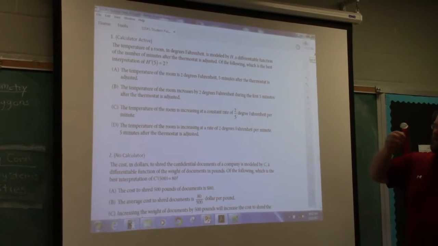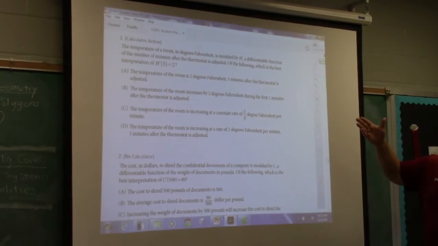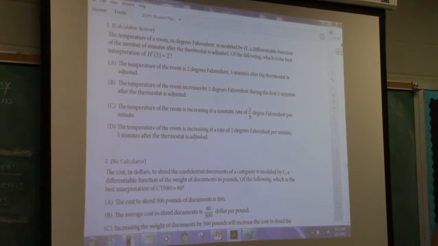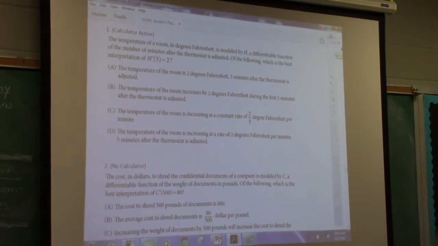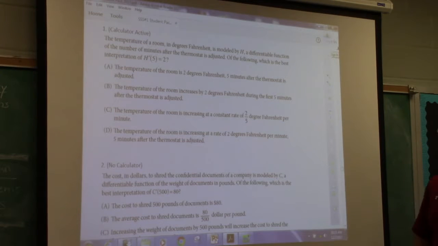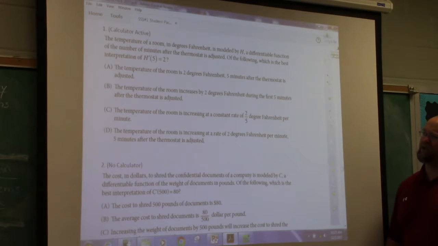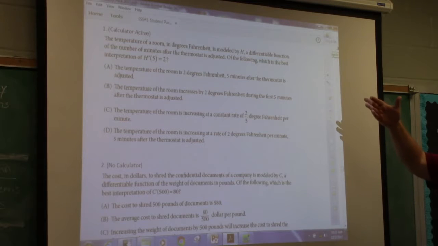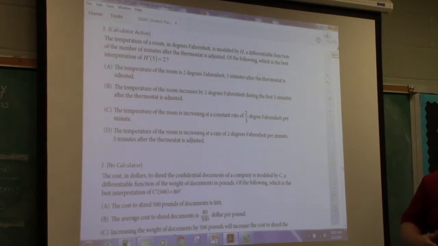So it says the temperature of a room in degrees Fahrenheit is modeled by H, a differentiable function of the number of minutes after the thermostat is adjusted. Of the following, which is the best interpretation of H prime of 5 equals 2? So if H here is giving me the temperature of the room at any time, if we take the derivative of H, what is that telling me? When we take a derivative, what are we doing?